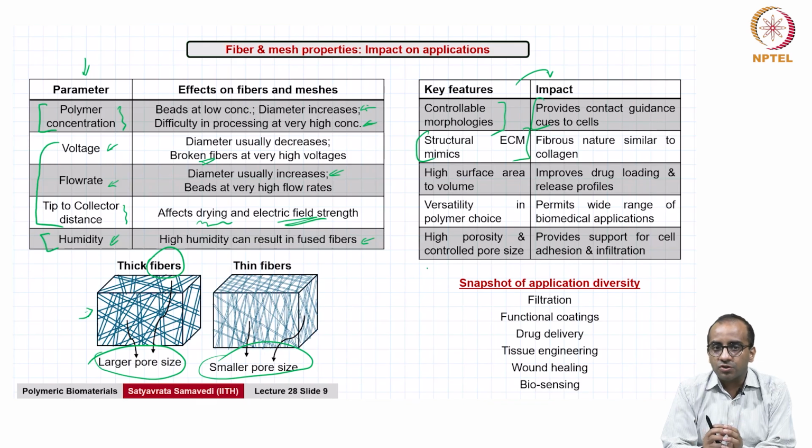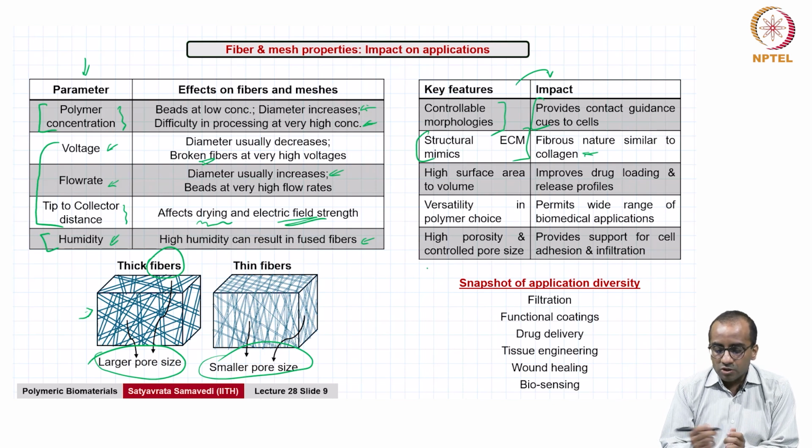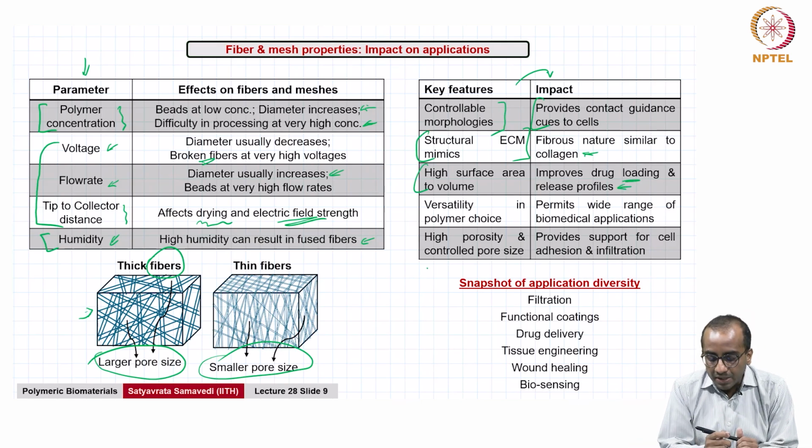We have seen in quite some detail in our lectures on natural biomedical polymers that polymers such as collagen, which are found naturally in the extracellular matrix, a lot of it in the connective tissue, are in the form of fibers. So you can think about a biomimetic approach where you are creating fibers from electrospinning that can potentially mimic the architecture of collagen. Electrospun fibers also have a very high surface to volume ratio, and that can have its own advantages in drug loading and controlling the release profiles of drugs.